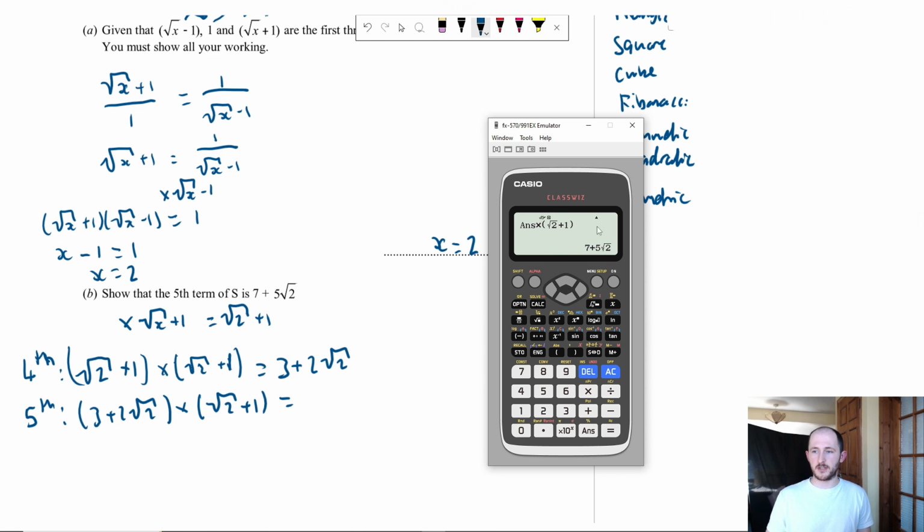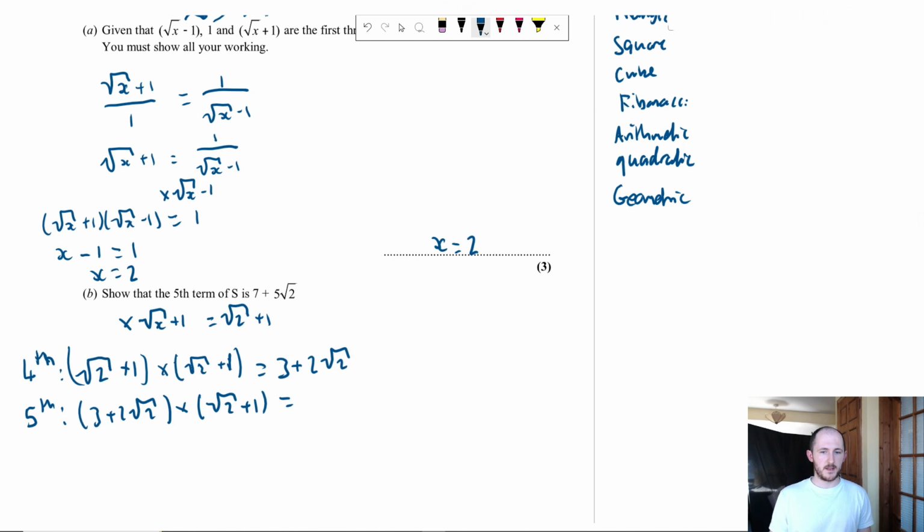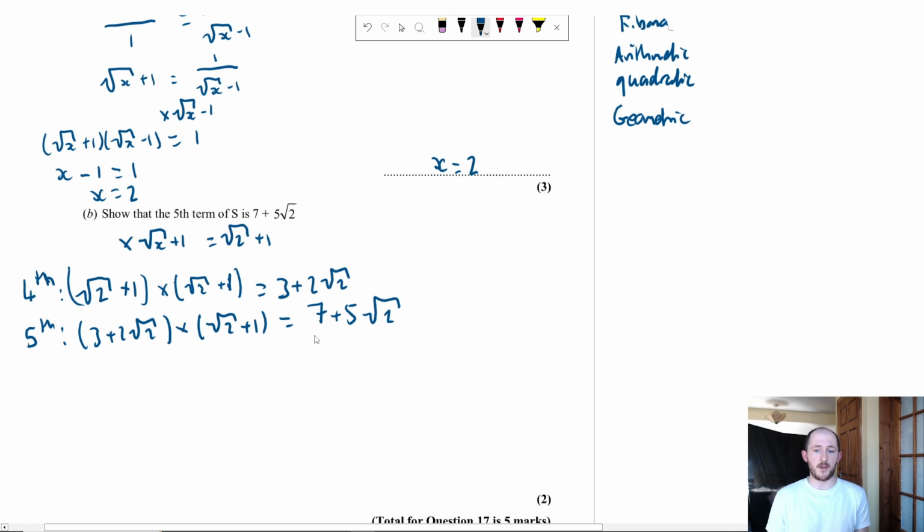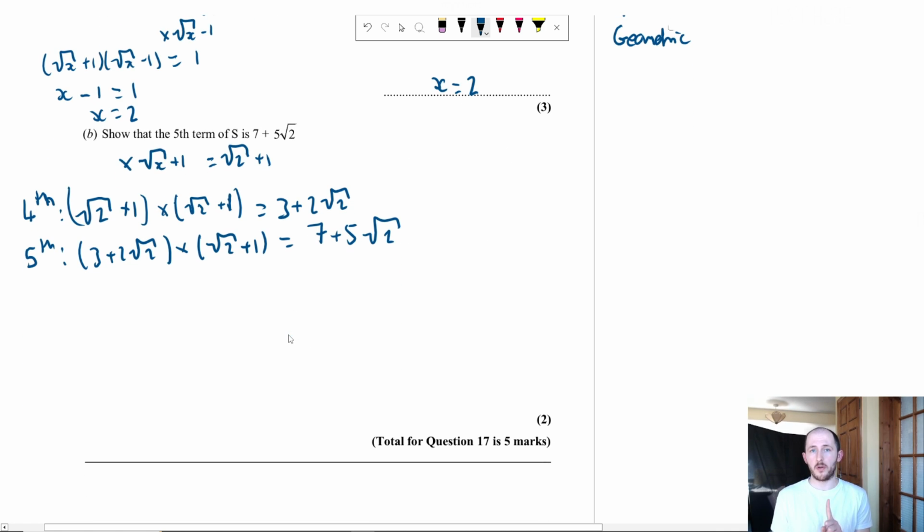What is the A-level equation? I'll go through that right now. So this might look a bit tricky. However, there is an nth term equation which you learn in A-level maths. And this is what it looks like. It's very short, but very powerful. It's A r to the n minus 1.